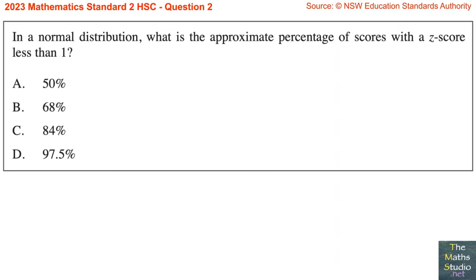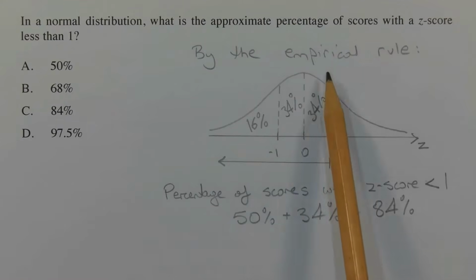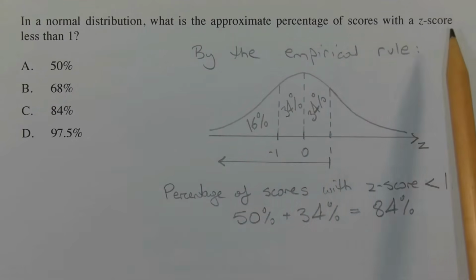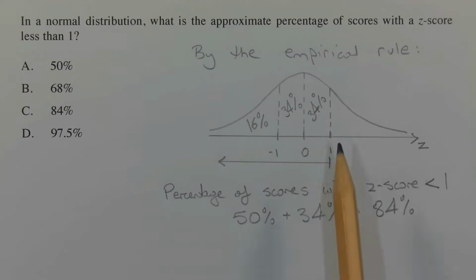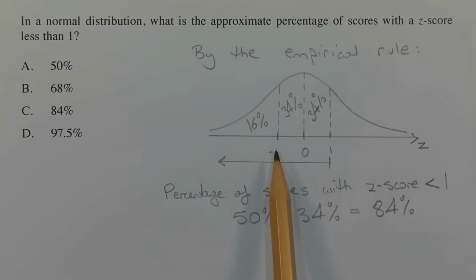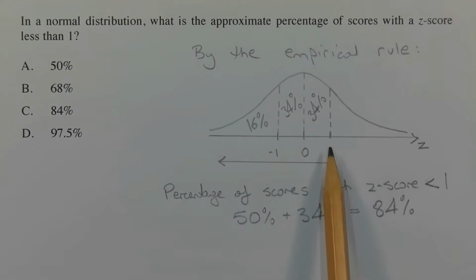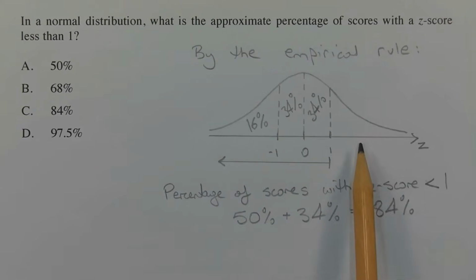Question 2. In a normal distribution, what is the approximate percentage of scores with a z-score less than 1? We can use the empirical rule to estimate the percentage of scores with a z-score less than 1. The empirical rule is also known as the 68%, 95%, 99.7% rule. That rule states that approximately 68% of scores will lie between a z-score of -1 and +1. That same rule also states that approximately 95% of scores will lie between a z-score of -2 and +2, and so on.